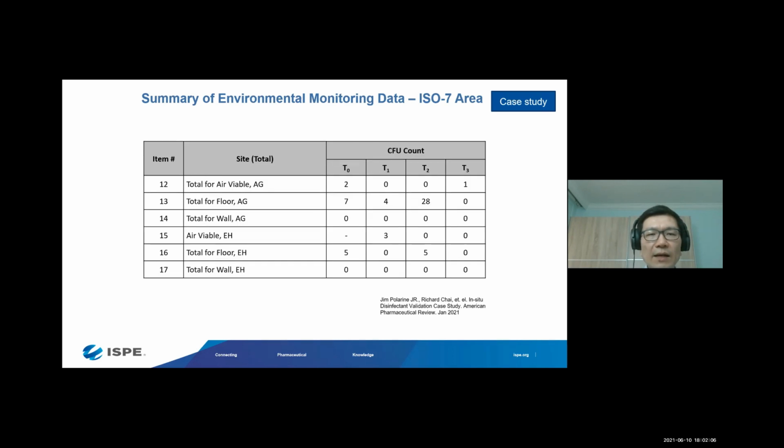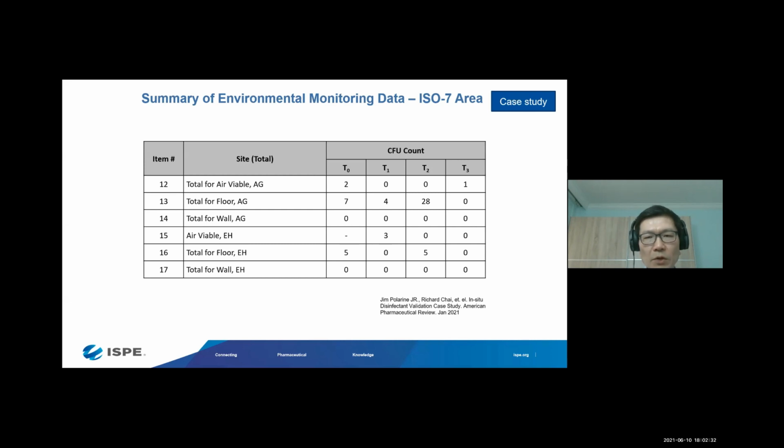So these are the more rooms in the ISO 7 areas. As you can see, some counts at T0. In this case, there are some outliers as well. During the investigation, it shows that there's some high traffic area, and also the material transfer using the trolleys, so that causes the outlier points. So the rest are very good results.